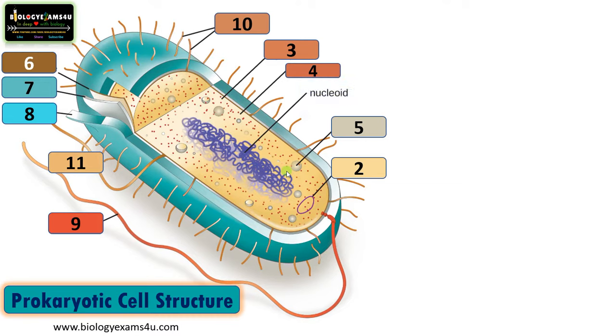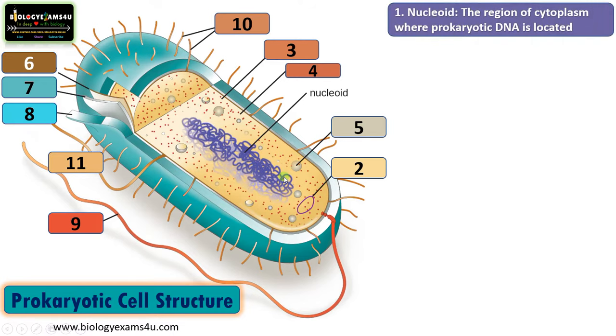Let's begin with nucleoid. As you see, nucleoid is the region of cytoplasm where prokaryotic DNA is located. Prokaryotic DNA is not surrounded by a membrane. That's why it is called a prokaryote, that means having a primitive nucleus.